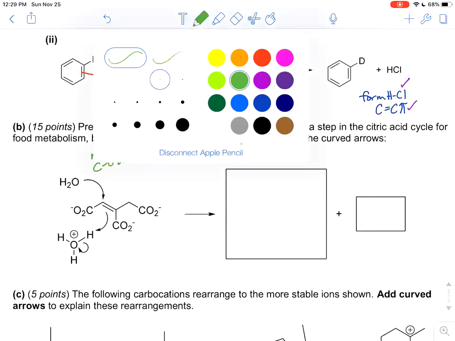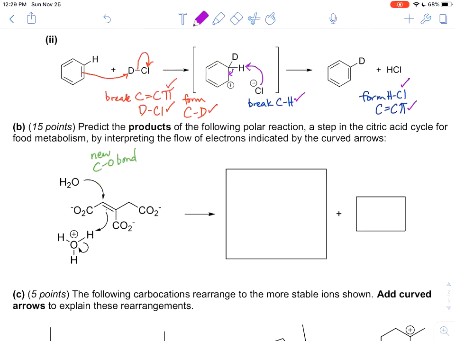The next arrow starts at the pi bond and ends at the hydrogen. That means we're going to be forming a new carbon to hydrogen bond. The next arrow starts at the OH bond and ends at the oxygen, and that one means we're going to be breaking an oxygen-hydrogen bond. So that's the main stuff.